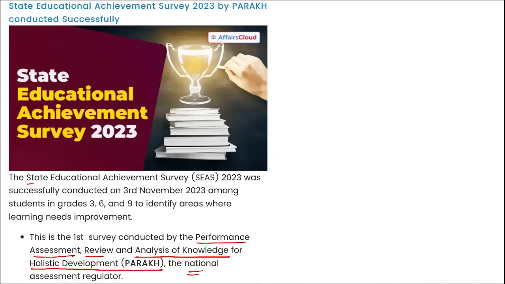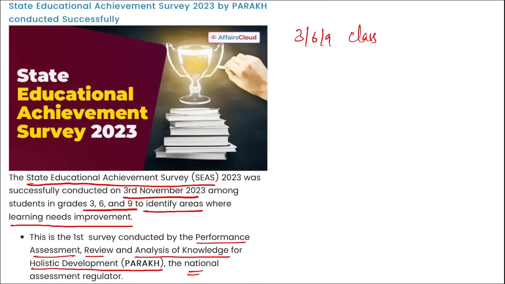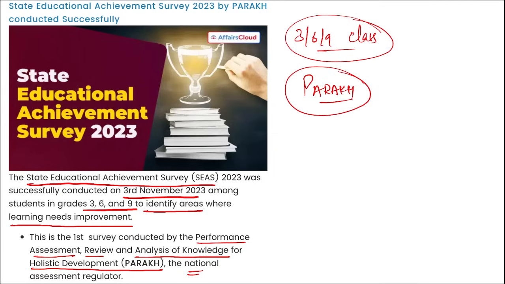And remember, the State Educational Achievement Survey was successfully conducted on 3rd November among the students in grades 3rd, 6th and 9th, and it was to identify the areas where learning needs improvement. Correct? So this State Educational Achievement Survey was for 3rd, 6th and 9th class, right? And this was conducted by whom? It was conducted by Parak, right?